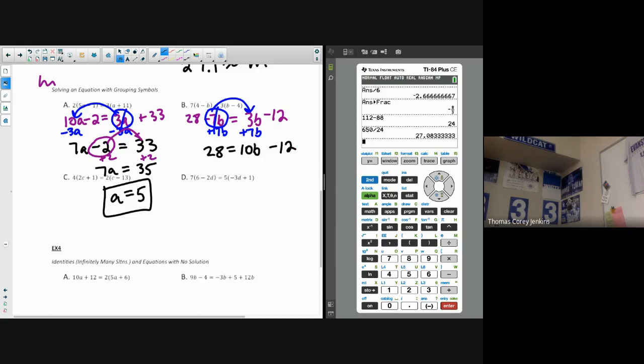Then I want to move the minus 12 from the right to the left. That'd be plus 12 to both sides. On the left side, 28 plus 12 is 40. On the right side, I have 10b plus 0, so just 10b. And then all we need to do is divide. So b equals 40 over 10. It's the same as b equals 4.